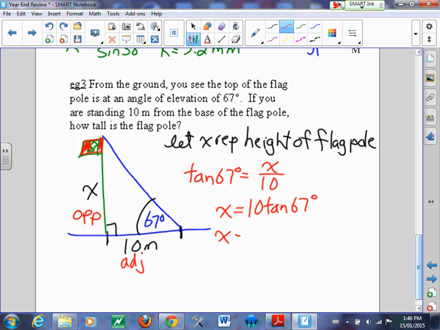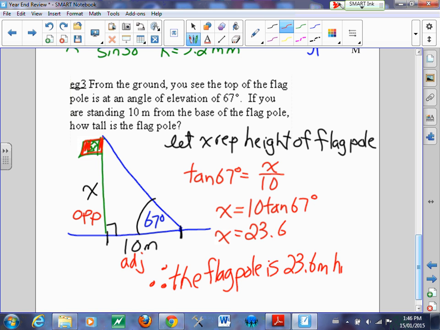Plug it in your calculator, and you're going to get 23.6. Because it's a word problem, we're going to say, therefore, the flagpole is 23.6 meters high. Awesome, ladies and gentlemen. We are done.